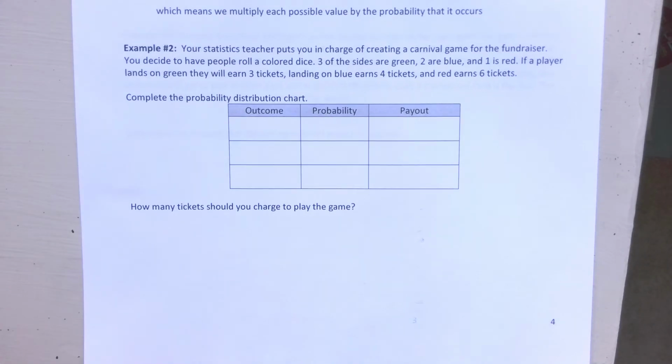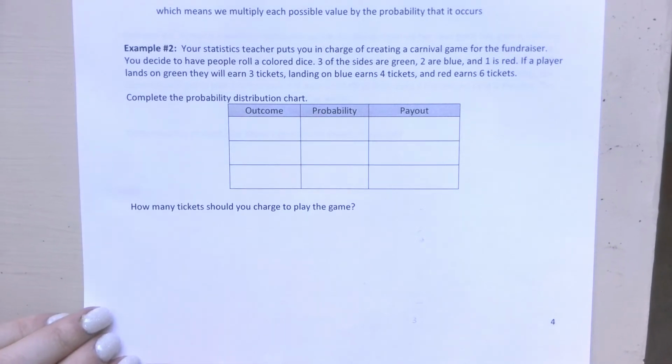So example 2 says your statistics teacher puts you in charge of creating a carnival game for the fundraiser. You decide to have people roll a colored die. 3 of the sides are green, 2 are blue, and 1 is red. If a player lands on green, they will earn 3 tickets, landing on blue earns 4, and red earns 6 tickets. There's 2 things that we want to do.